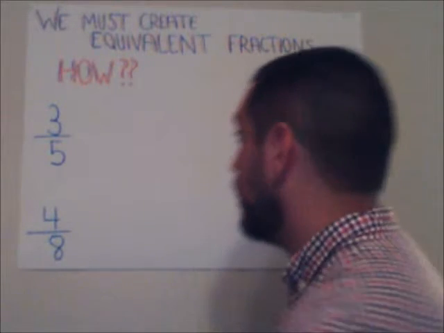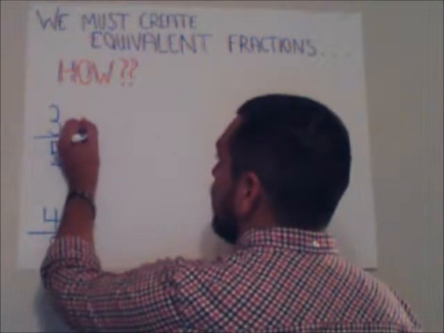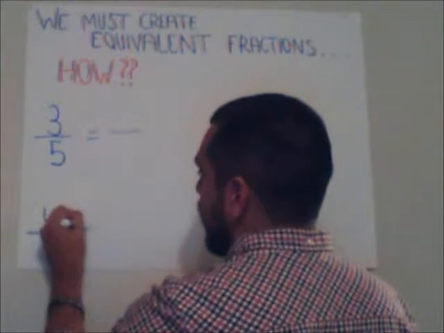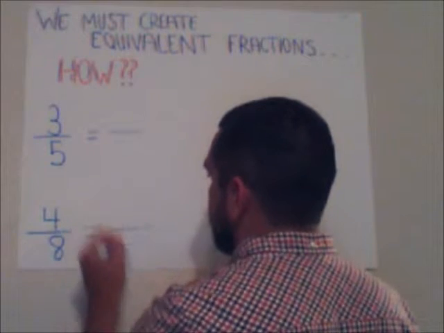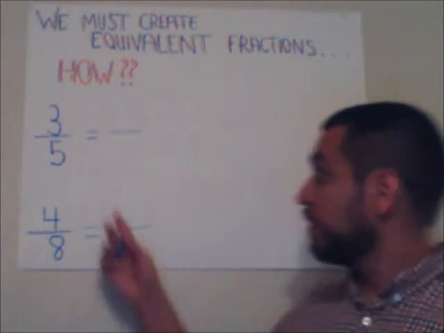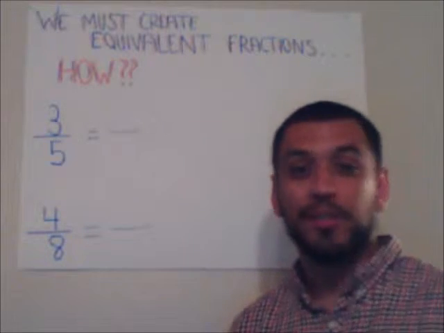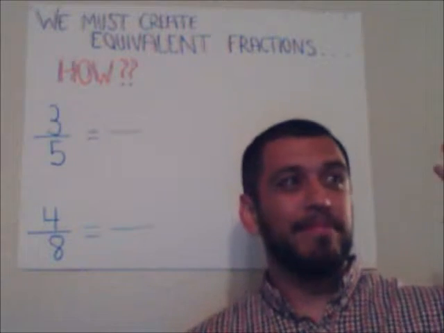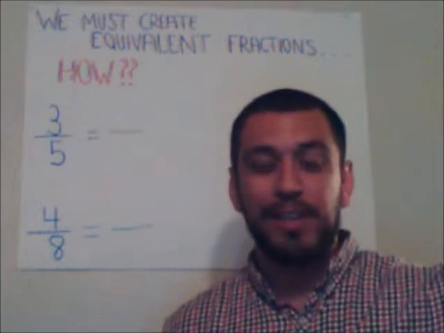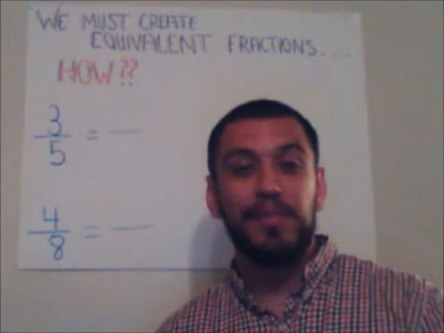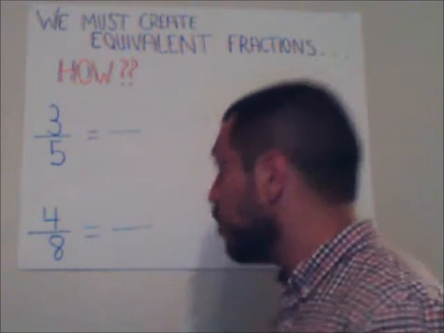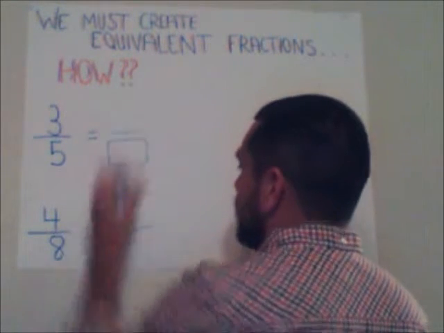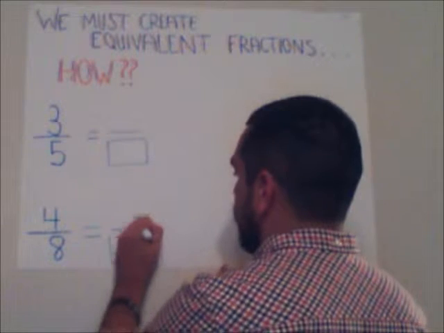We're going to do this by creating new fractions. New fractions that are equivalent to our original fractions. Okay. So how are we going to do this? We can't just put in any fraction. There's something specific about these new fractions that they must have, which is they must have the same denominator. All right.